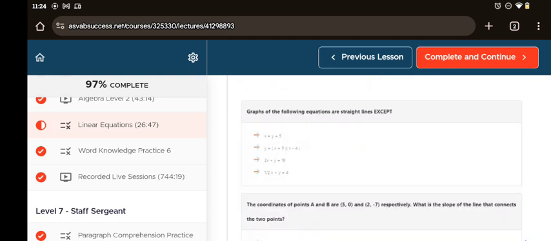All right, let's keep going. So graphs of the following equations are straight lines except here, no exponent, no exponent, no exponent. Now this one, you might remember this from our Algebra Level 2 class. This needs to be FOILed. So let's FOIL it.